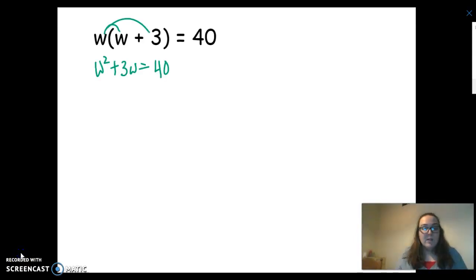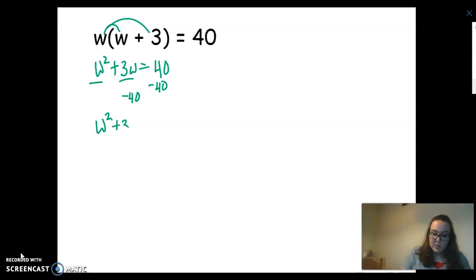So right here we have this w squared plus 3w equals 40. Again, a giveaway, I have a w squared and I have a w. Okay, so that tells me I probably want to get it equal to 0. Okay, w squared plus 3w minus 40 equals 0. I want you to stop and I want you to solve that one by factoring.